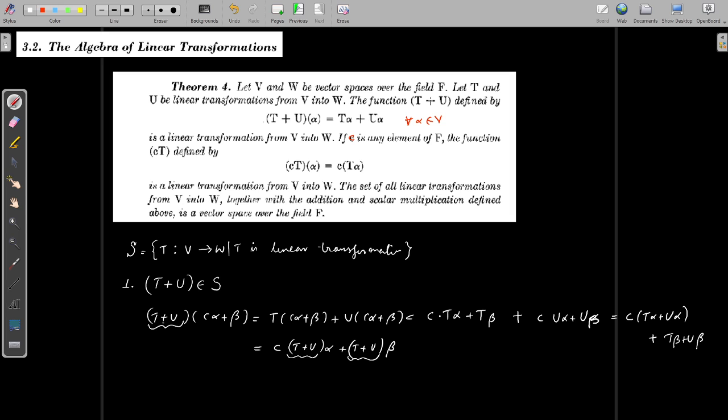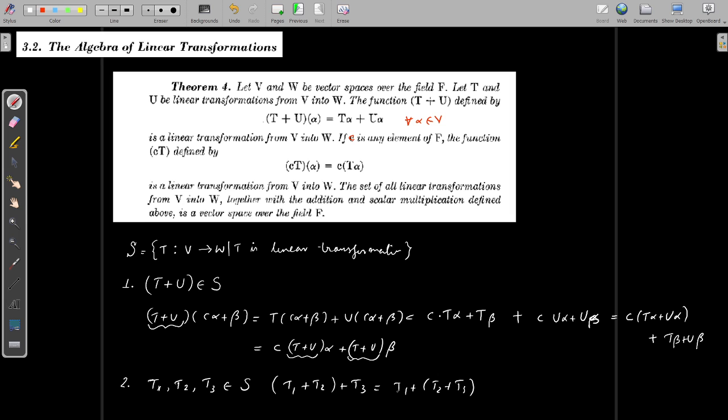Now we need to prove the associativity of addition in this S. Suppose I write T1, T2 and T3, three arbitrary linear transformations from this S, and we prove that they satisfy associativity. So we need to prove that T1 plus T2 plus T3 is the same as T1 plus T2 plus T3, with the grouping changed.